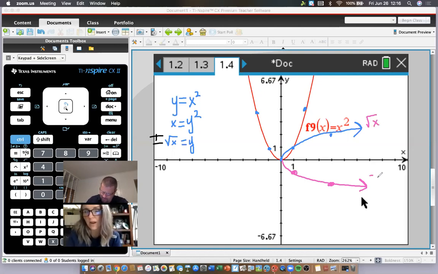Giving us that inverse graph of y equals x squared. But it took two functions. It took y equals square root of x and y equals negative square root of x to get an inverse. And you can see it fails that horizontal line test. And then if you try to look at that graph, it would fail the vertical line test.